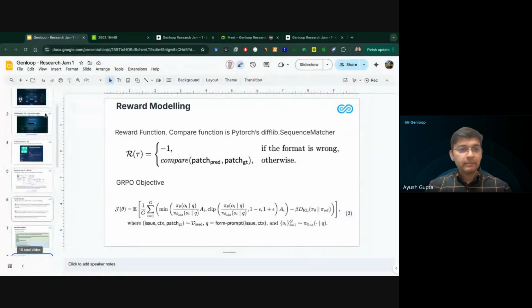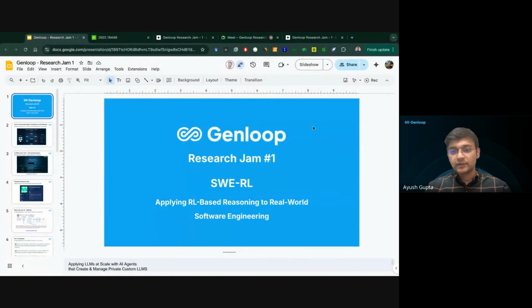Right. So I'll be presenting some slides to cover the paper SWE-RL. SWE-RL is a recent paper from Meta. It was around 3 weeks back. It was the top paper of the week around 3 weeks back on the LLM Research Hub. More details in the following slides.